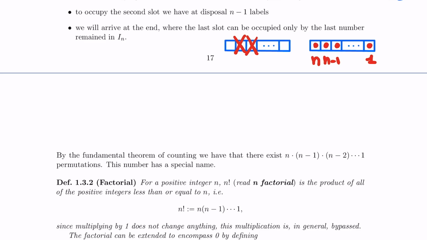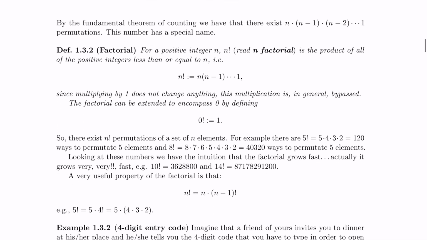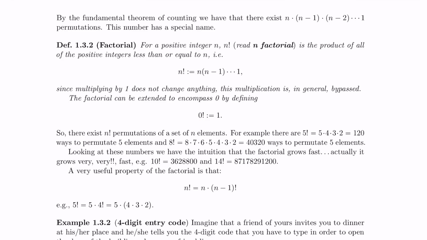Since multiplying by 1 doesn't change anything, the multiplication by 1 is in general bypassed. Moreover, the factorial is extended to encompass 0 by defining 0 factorial equal to 1. The factorial grows very rapidly. For example, there are 5 factorial ways to permute 5 elements, that is 120 ways. However, if you consider 8, then the number is 40,320. And if you consider 10 and 14, you have these very large numbers written here.